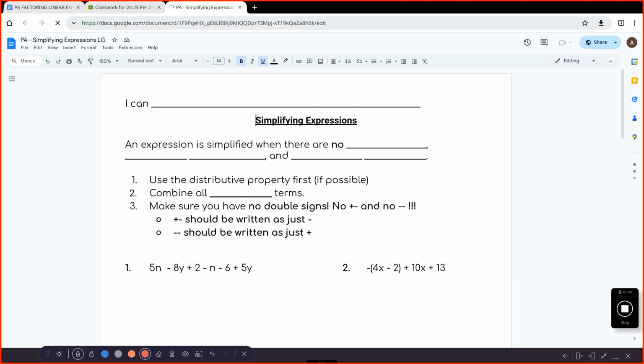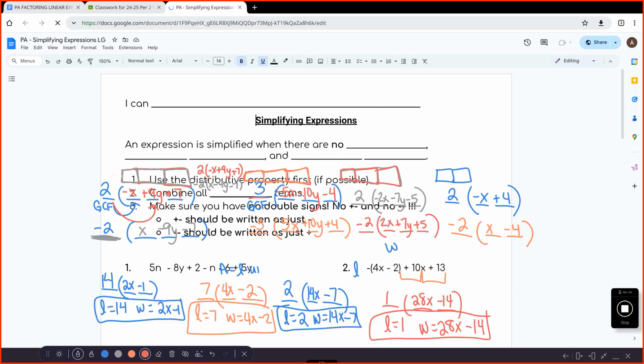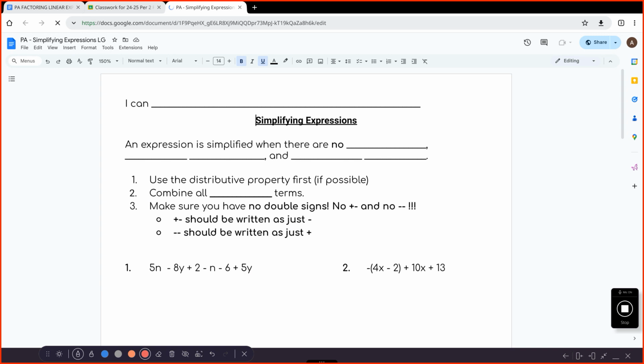Hi there, in this video we are going to go over how to simplify expressions. So to begin with, our I can statement for today is I can simplify expressions.